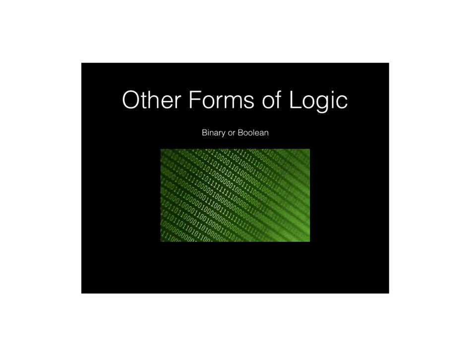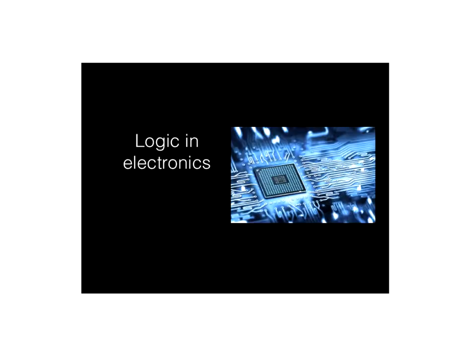Other forms of logic. There's a couple of types of logic. For example, ternary logic, which is true, false, or halfway in between. Fuzzy logic, which is true or false determined by a percentage. Or Boolean logic, which can only be true or false. We're going to be focusing mainly on Boolean logic.